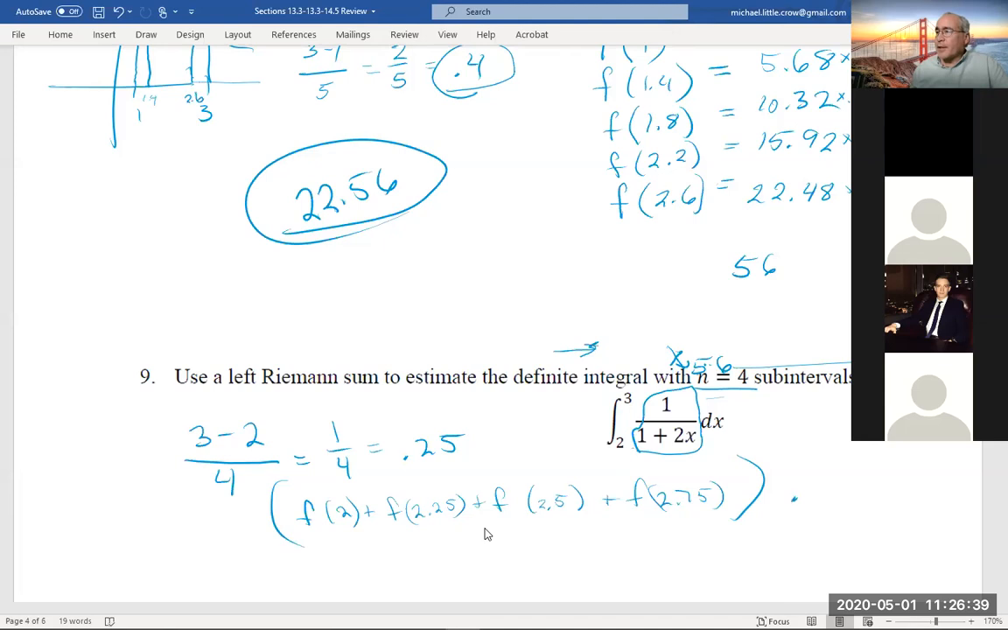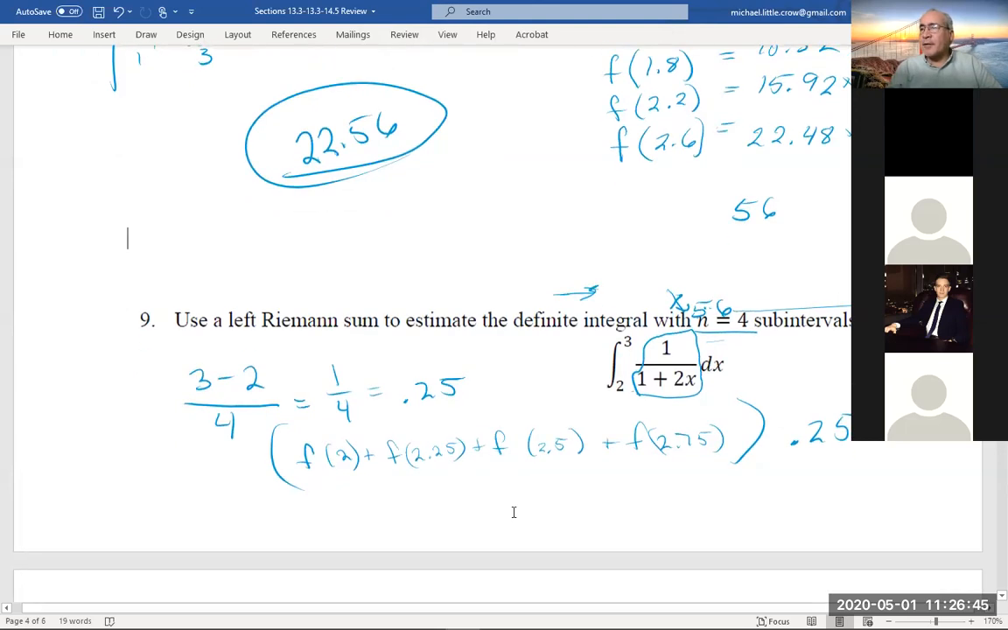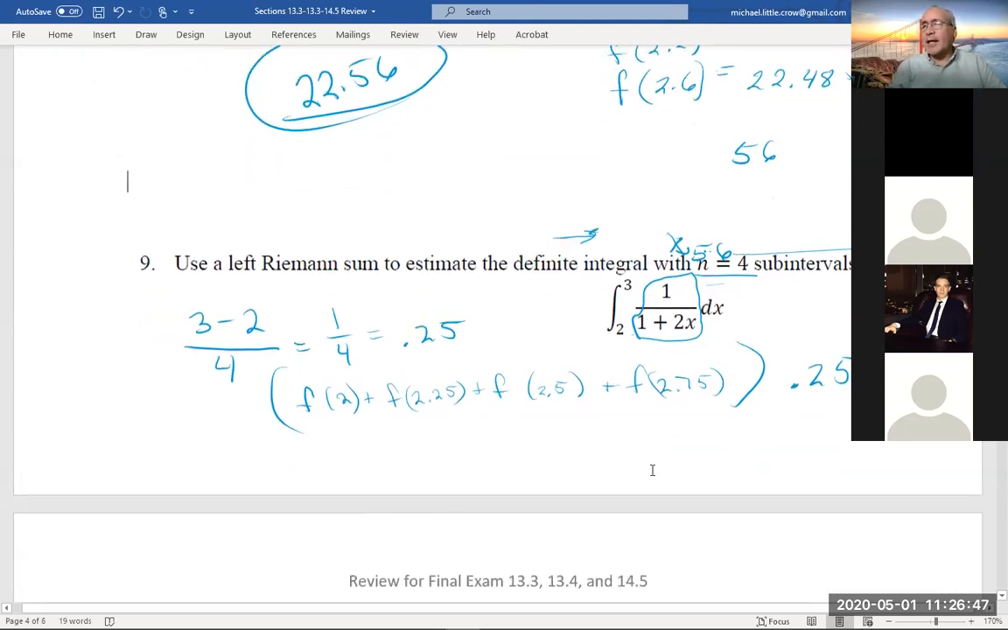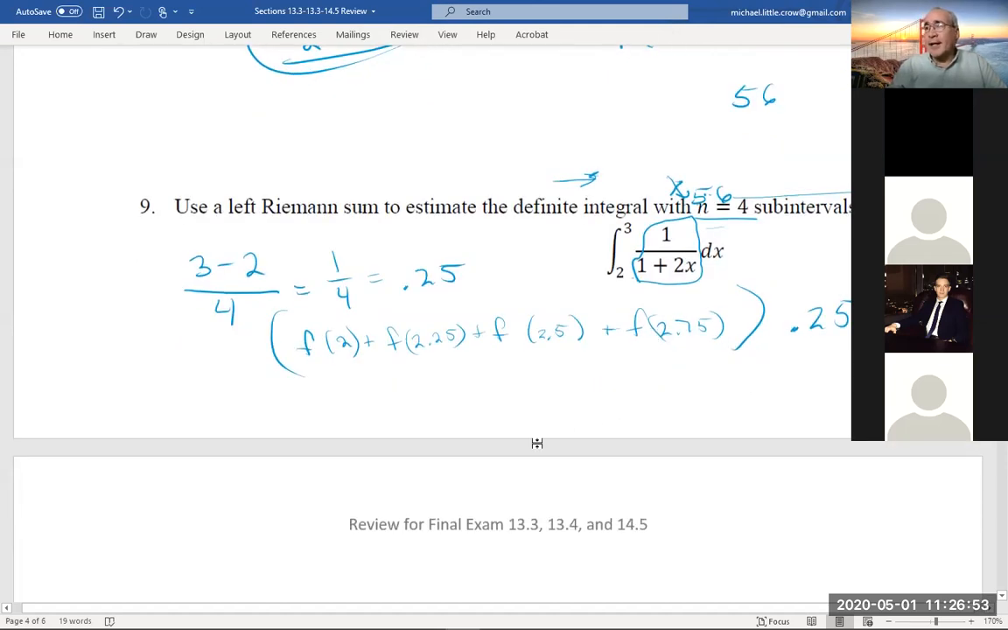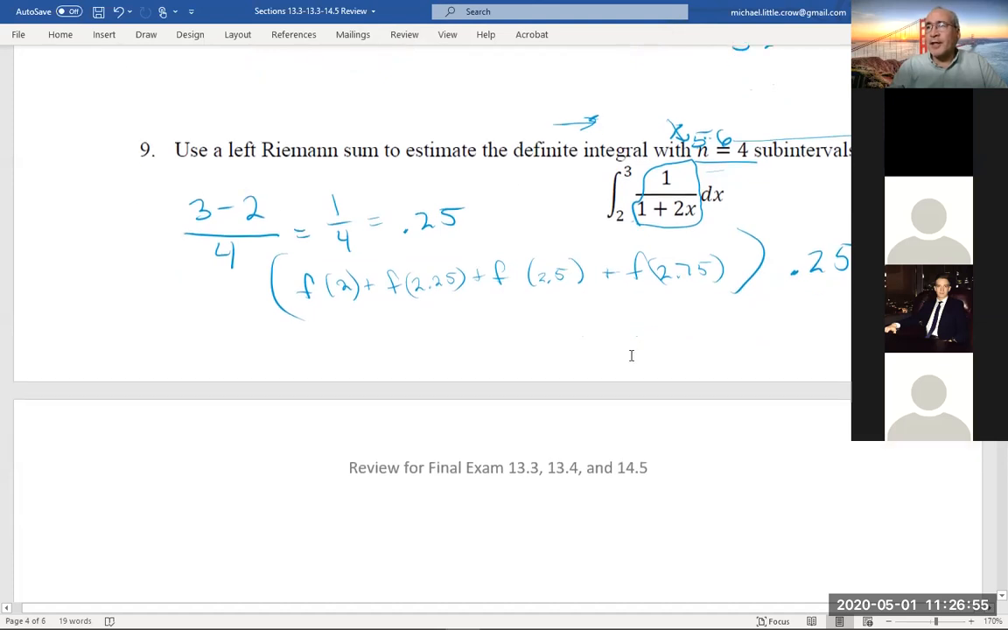We sum those together, multiply by 0.25. And the answers are in the review PDF. So rather than going through the TV side of doing it all, we'll let you check your answer on that.